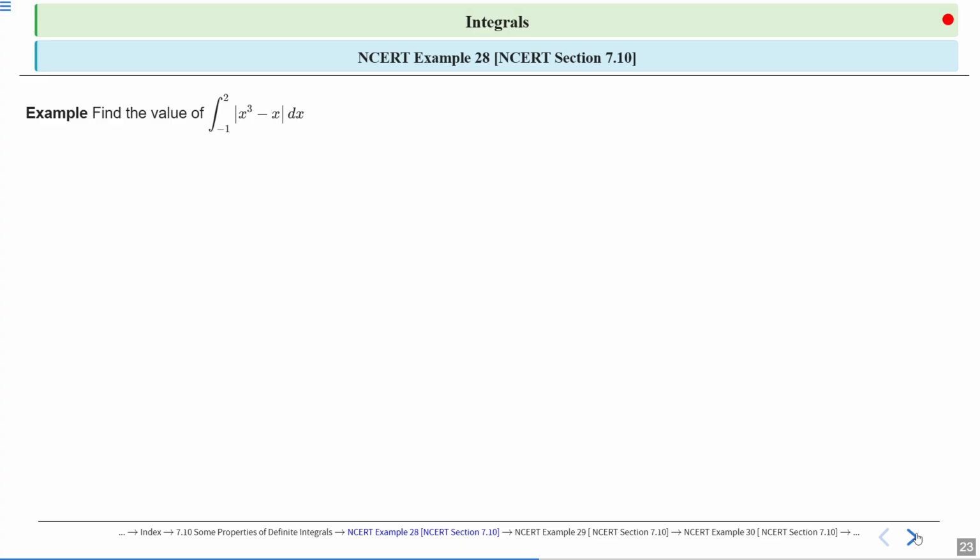So these are all the 7 properties, and now we use these properties to find the value of definite integrals. So the first question is, we have to find the value of the definite integral from minus 1 to 2 of the absolute value of x cube minus x dx. Now we need to calculate the value of this definite integral. How can we calculate this? Just think.